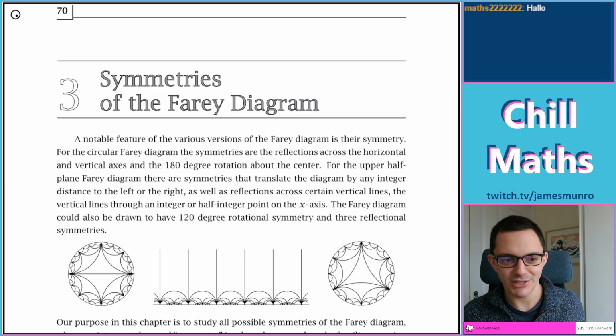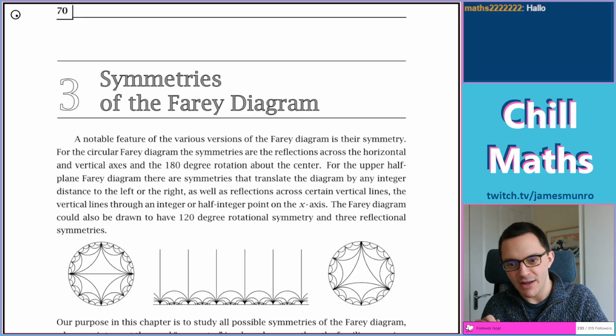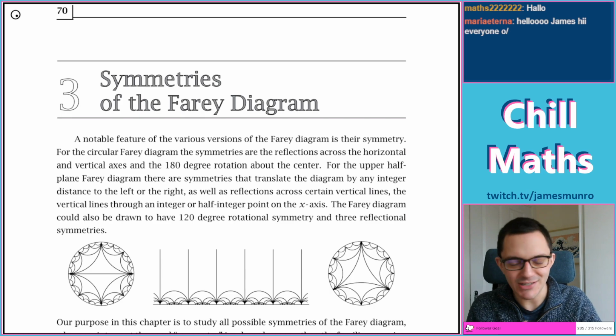Welcome to Twitch chat. Welcome to Chapter 3, Symmetries of the Fairy Diagram. I've been trying to rush to get to this point.